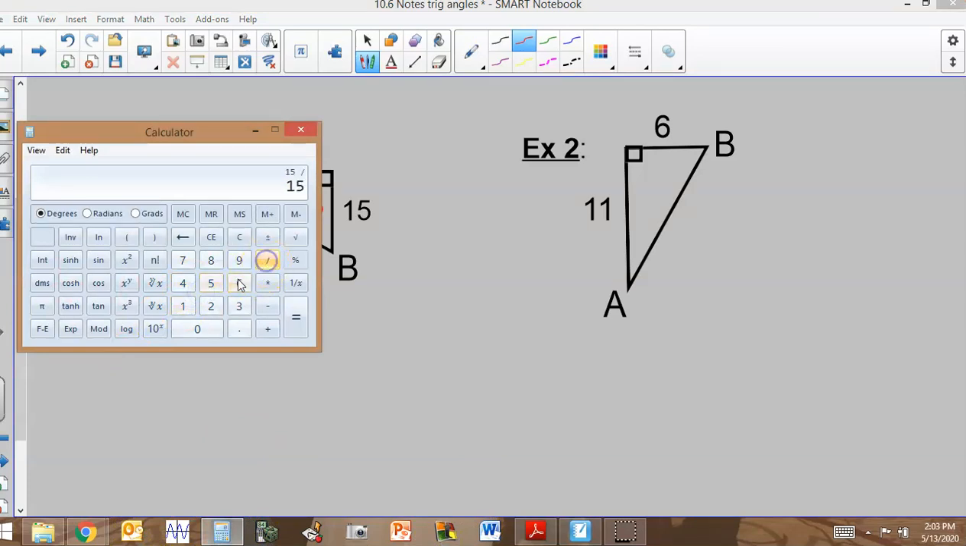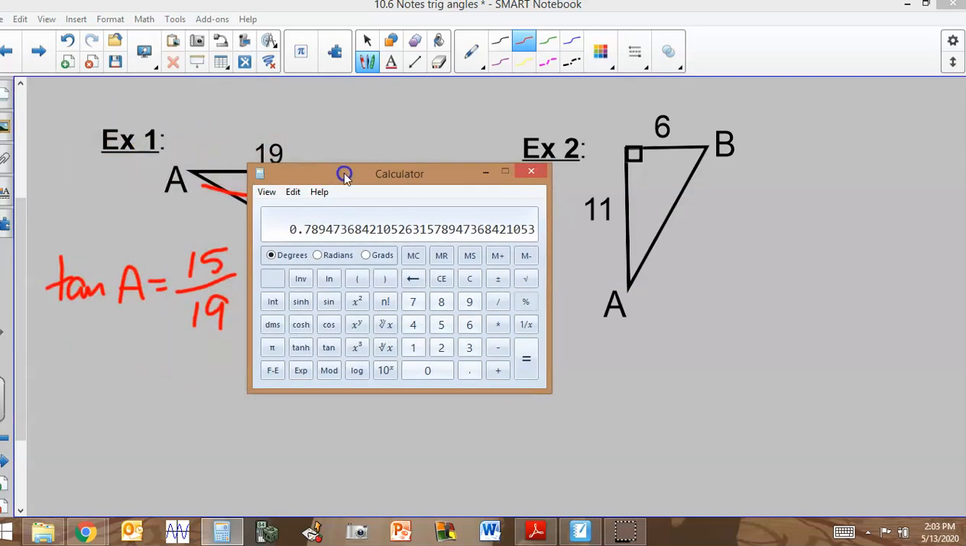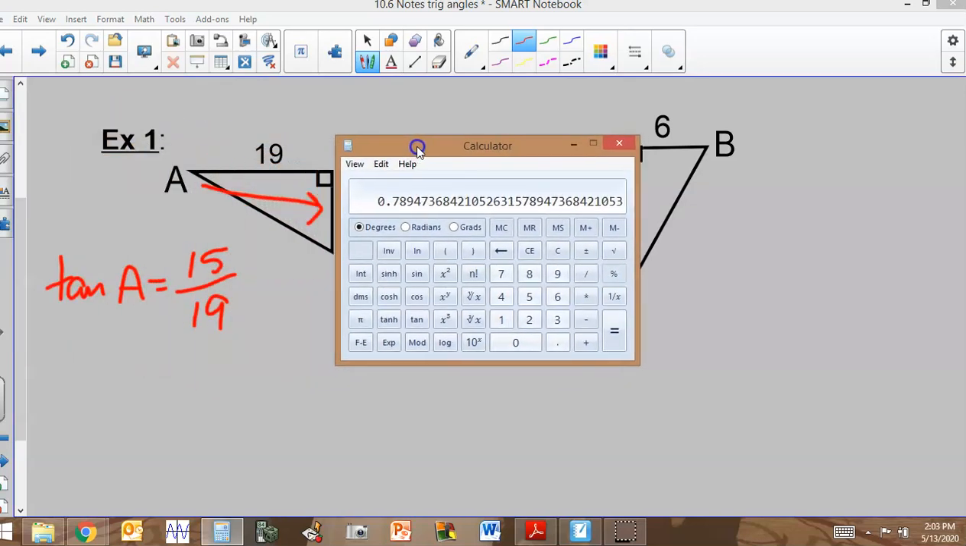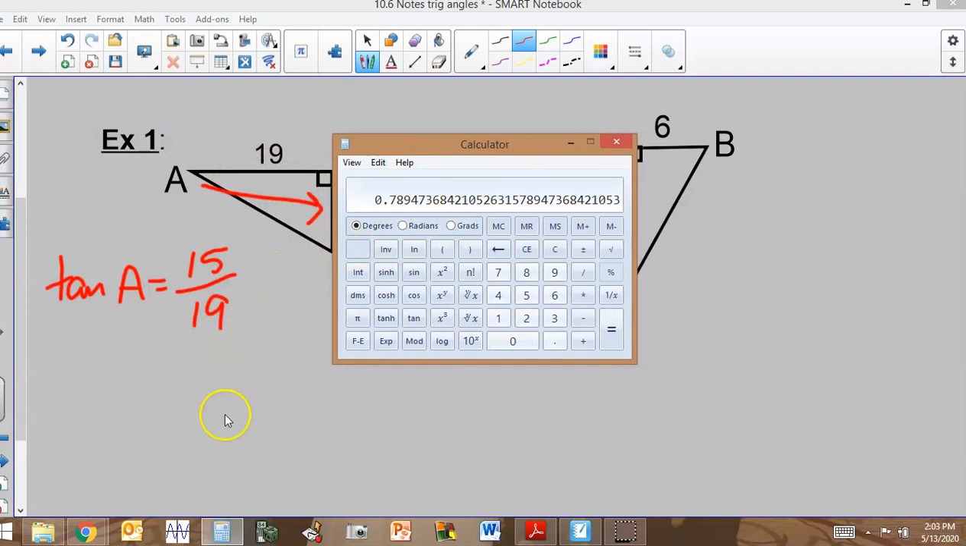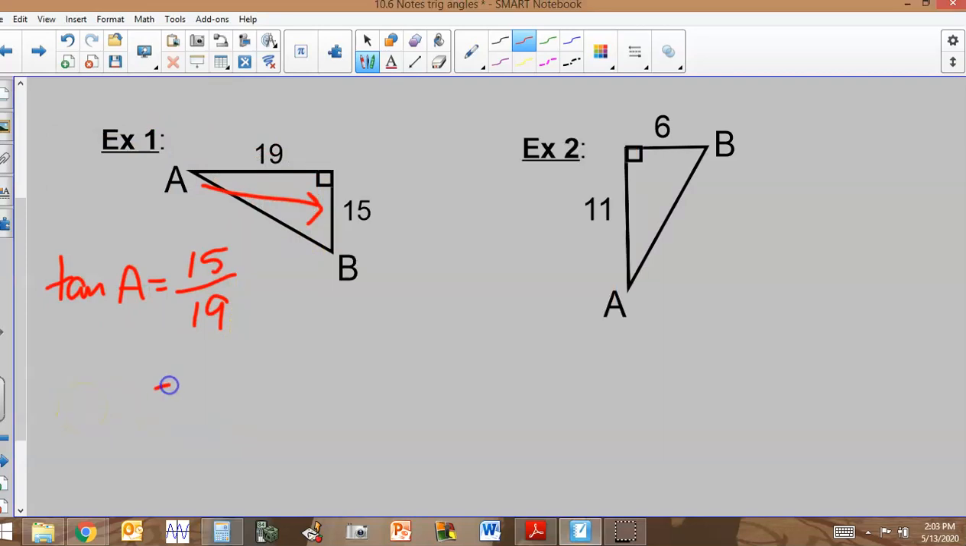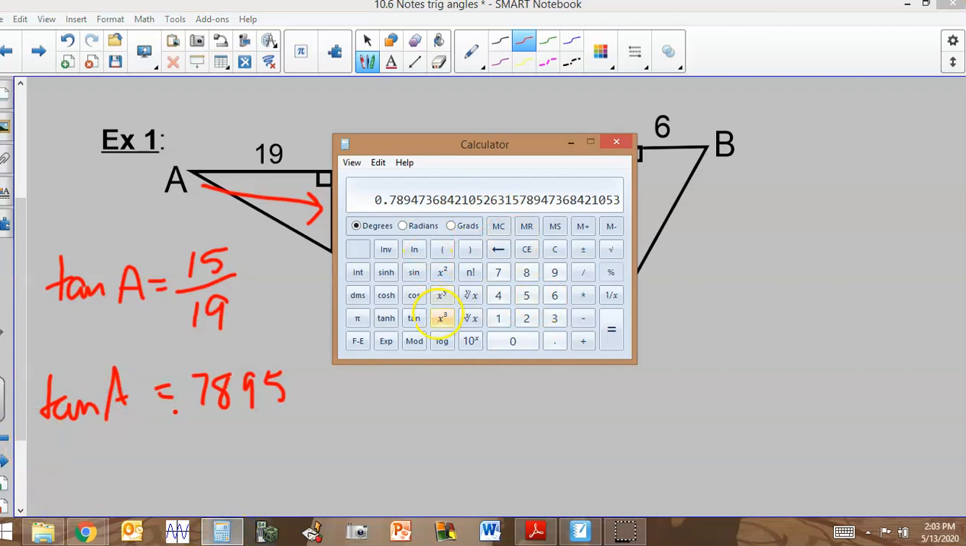15 divided by 19. Apparently it's 0.7895. So now I need to make my calculator go backwards, right? It should still be there, 0.7895. So to make it go backwards, I hit this inverse button. Some calculators are second button. And it came from a 38.3 degree angle.